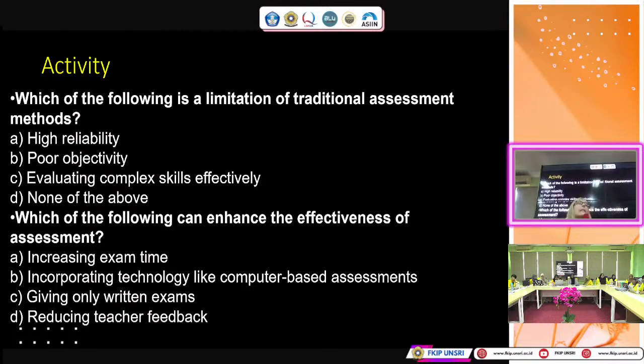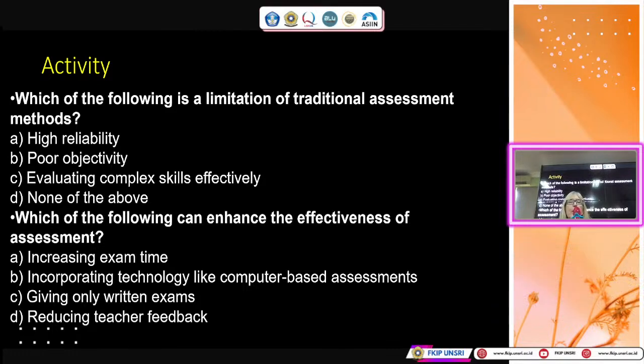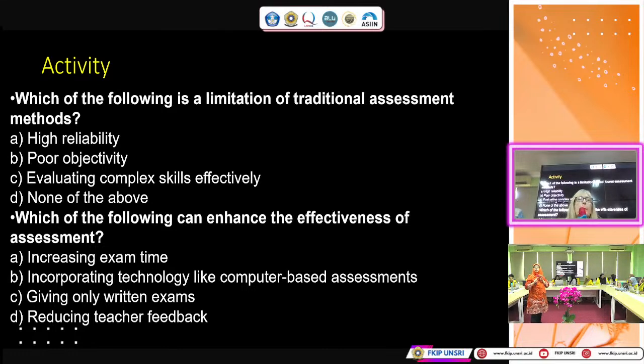Okay, little activity. You can answer the two questions. Which of the following is a limitation of traditional assessment methods? And which of the following can enhance the effectiveness of assessment? You can all answer those questions, and anybody can share, and then we can maybe just talk about it a little bit. So the first one is, which of the following is a limitation of traditional assessment methods? High reliability, poor objectivity, evaluating complex skills effectively, or none of the above?